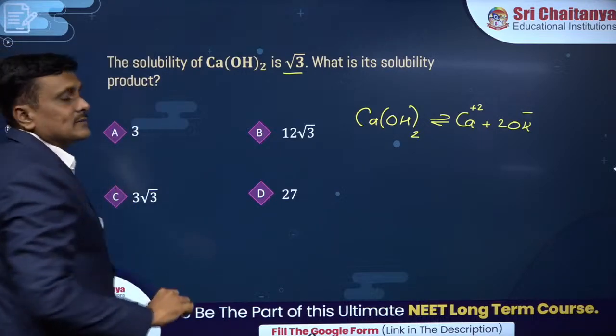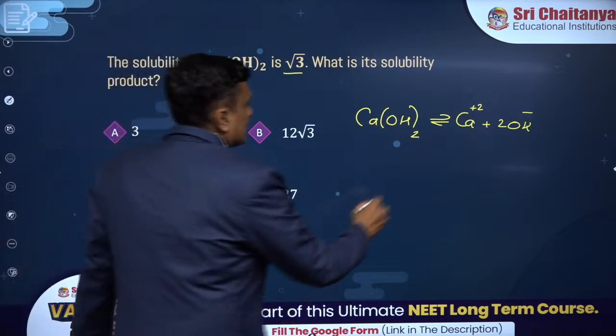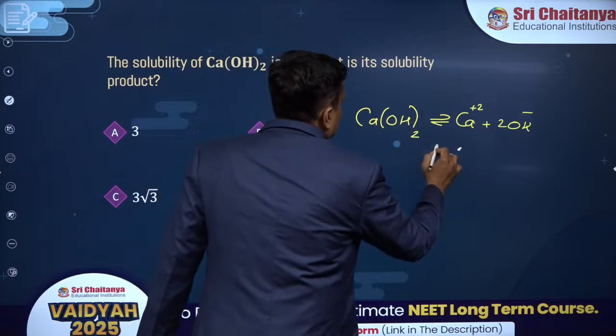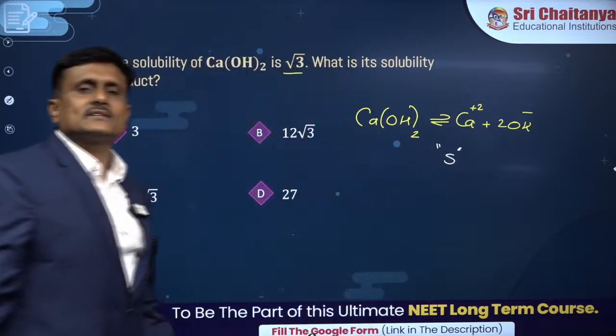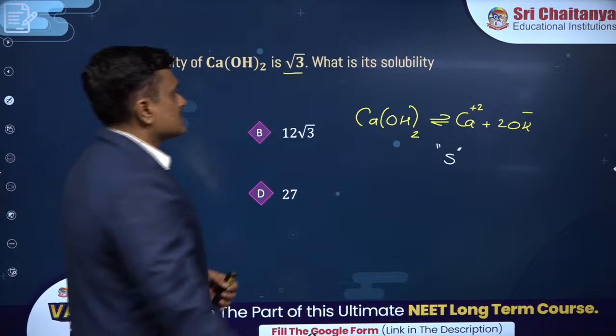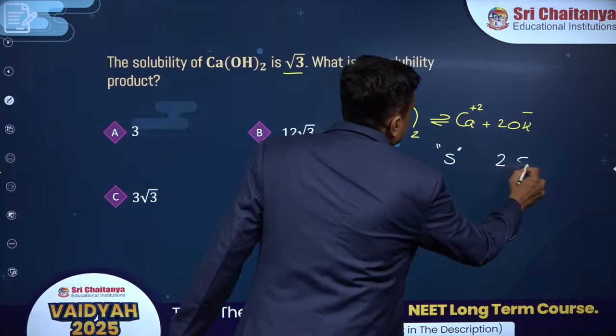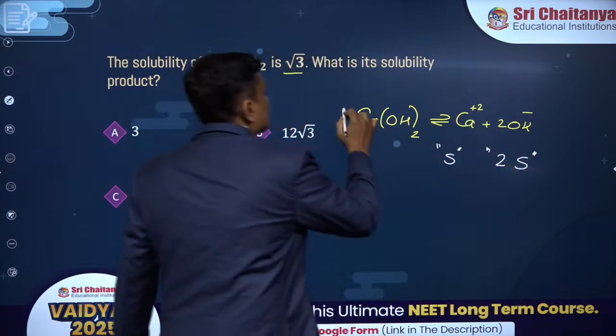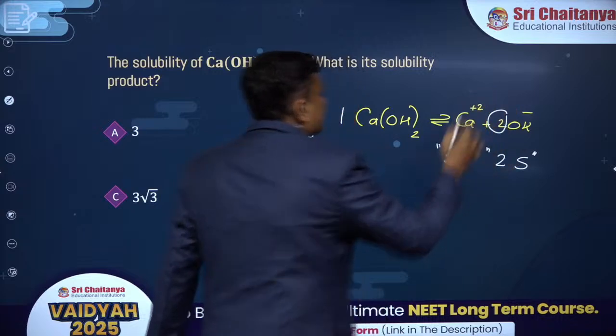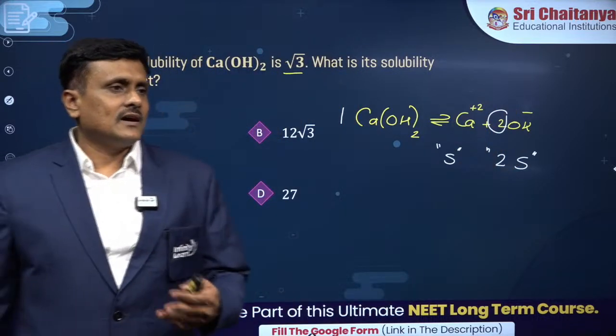If I assume that the solubility of the salt is S, that means S mole per liter of calcium hydroxide is dissolved in water, how much hydroxide ion will form? 2S, because you know that 1 mole of the salt is giving rise to 2 moles of the hydroxide.